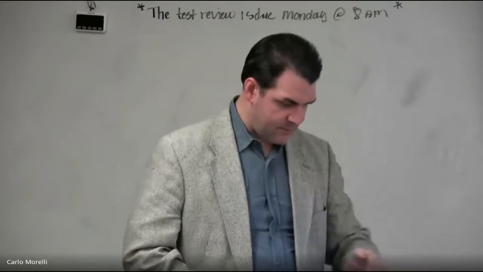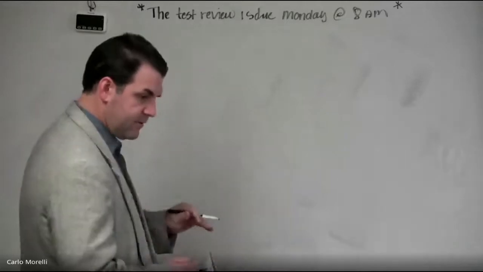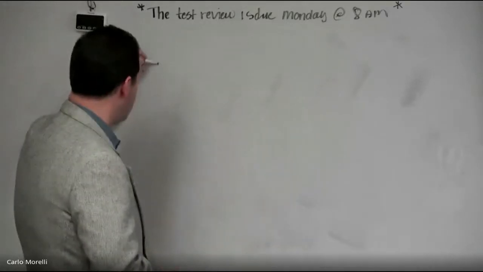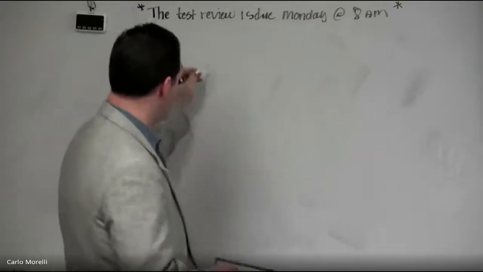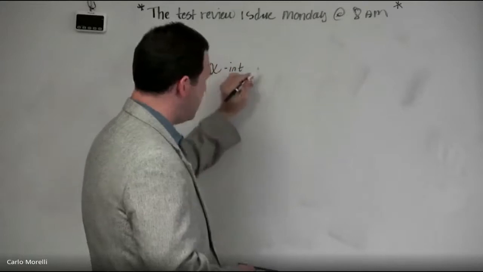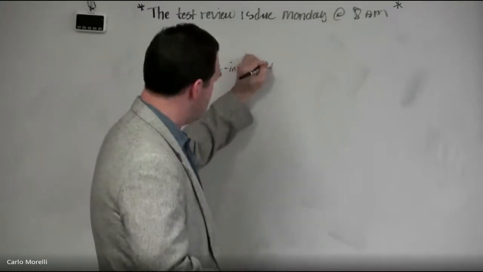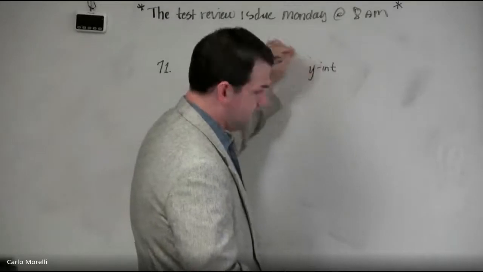And now we're moving into some problems that give us pictures. Number 71 is a new type of problem. They give us that my x-intercept is 4 and my y-intercept is 3.